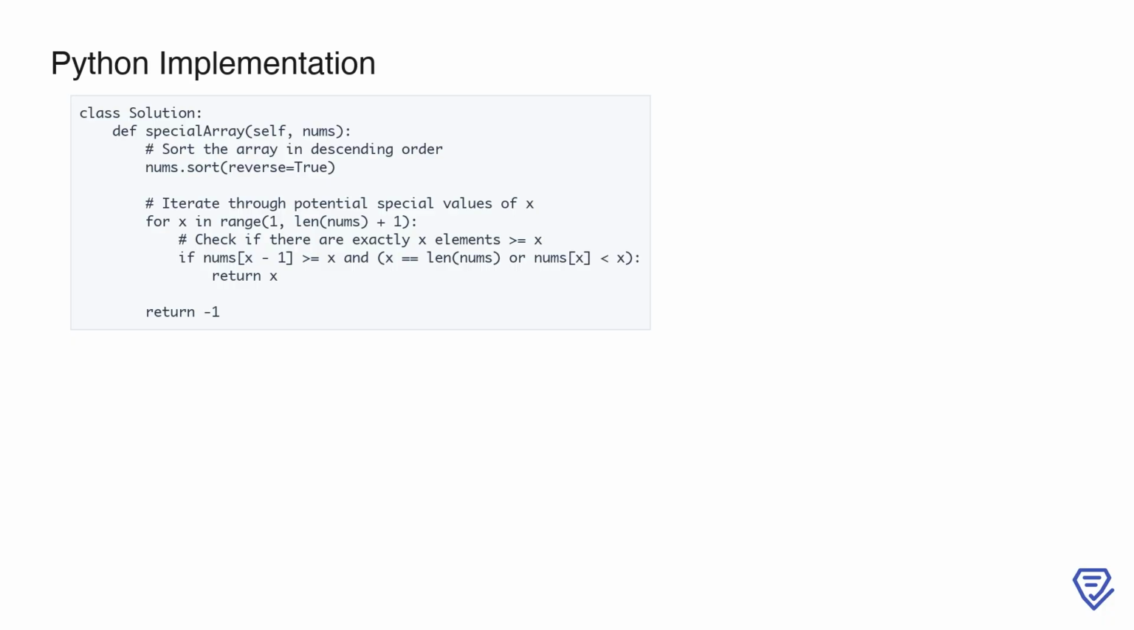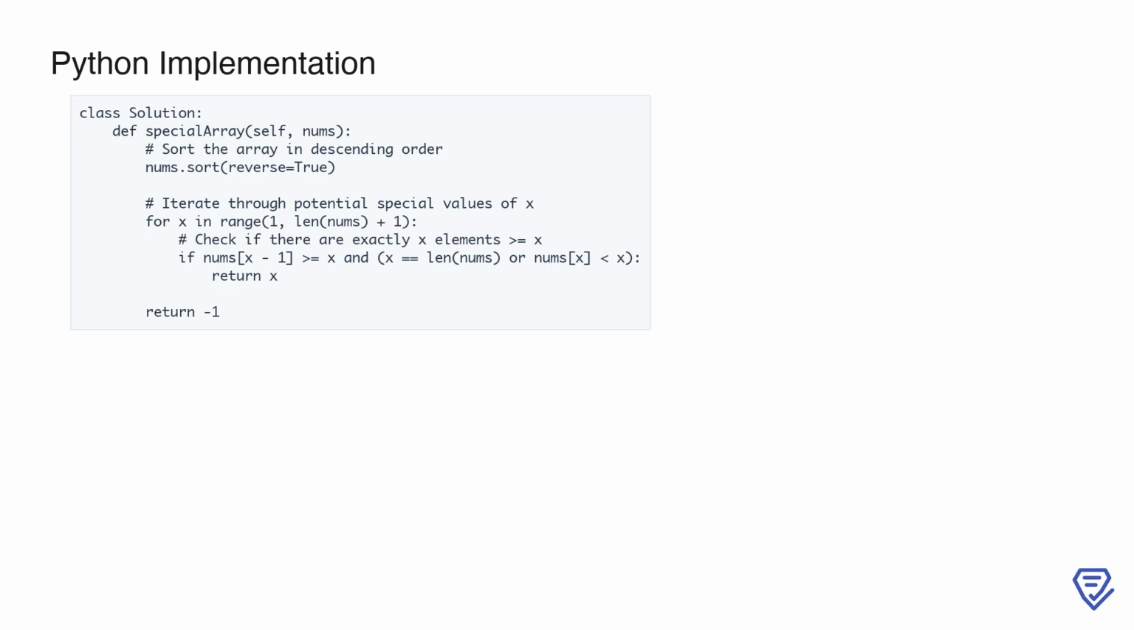2. Iterating over potential values of x. We then iterate over possible values of x, ranging from 1 to the length of the array, inclusive. Each value of x represents a candidate for the special number. 3. Checking the special property. For each x, we check whether the xth largest element, i.e., nums[x-1], is greater than or equal to x. This ensures there are at least x elements greater than or equal to x. We also check whether the next element, if it exists, is less than x, or we've reached the end of the array. This ensures there are no more than x elements greater than or equal to x.